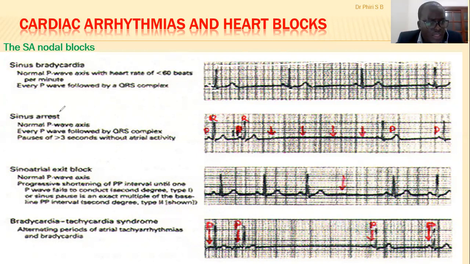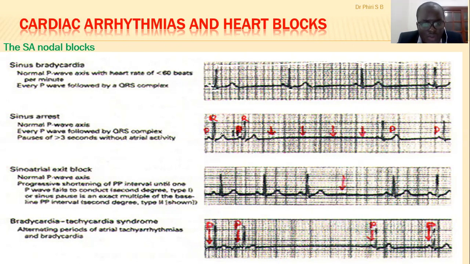Then the next one is called sinus arrest. From the word itself, you are able to tell that when you have sinus arrest, it would mean that maybe there's a P wave that is not being conducted to the ventricles. So here during sinus arrest, there are normal P wave axis.